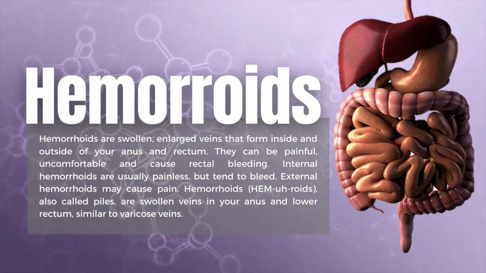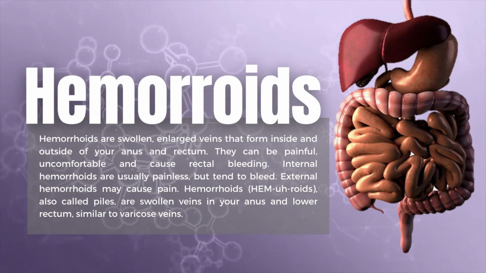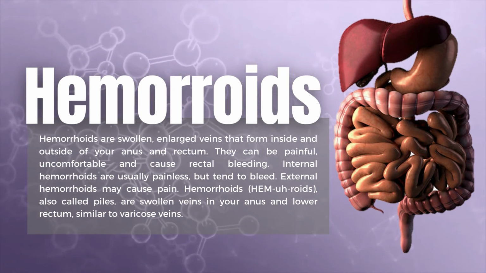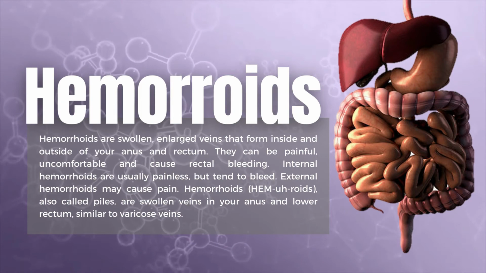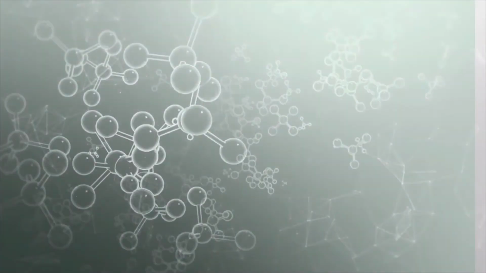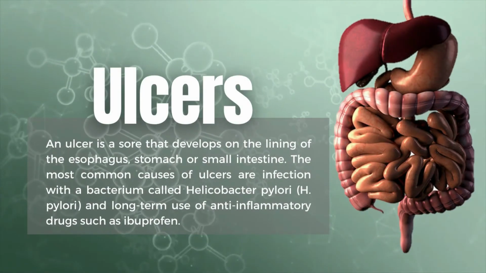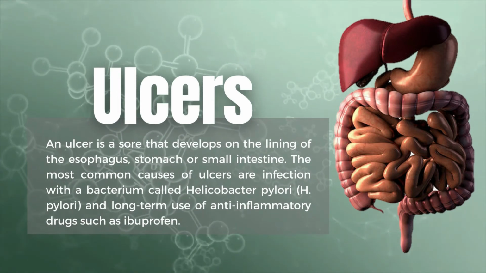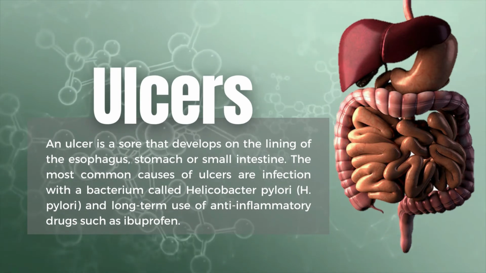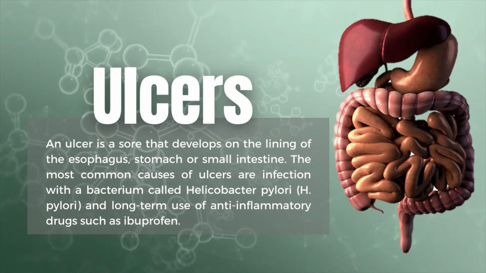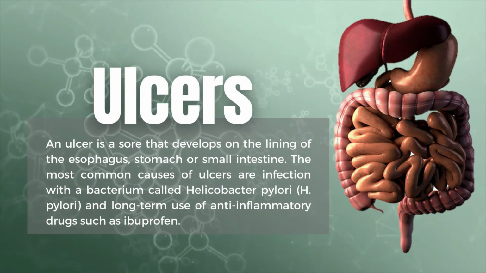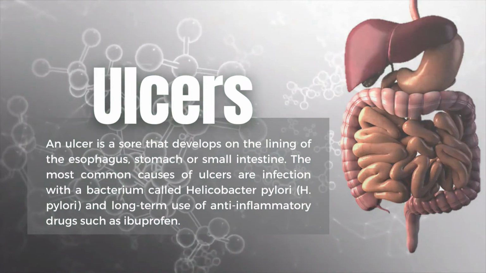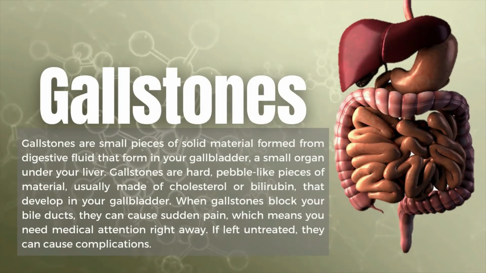Hemorrhoids. Hemorrhoids are swollen, enlarged veins that form inside and outside of your anus and rectum. They can be painful, uncomfortable, and cause rectal bleeding. Ulcers. An ulcer is a sore that develops on the lining of the esophagus, stomach, or small intestine. The most common causes of ulcers are infection with a bacterium called Helicobacter pylori and long-term use of anti-inflammatory drugs such as ibuprofen.